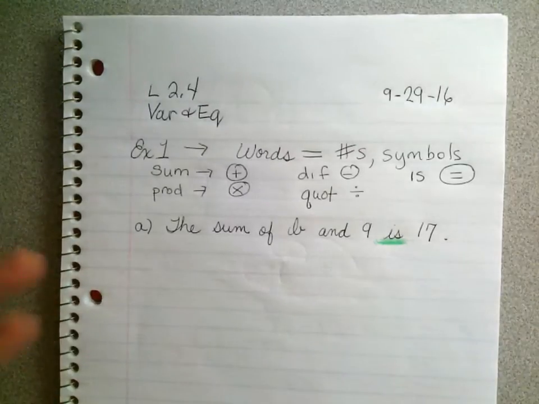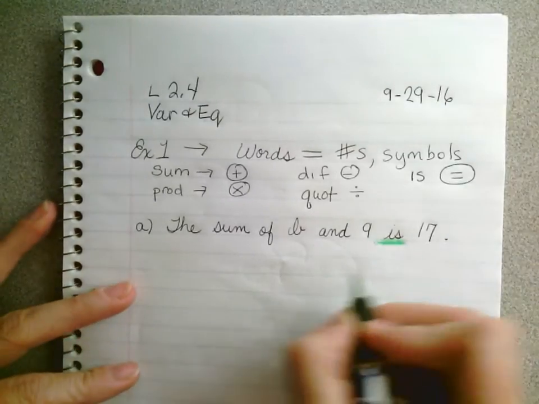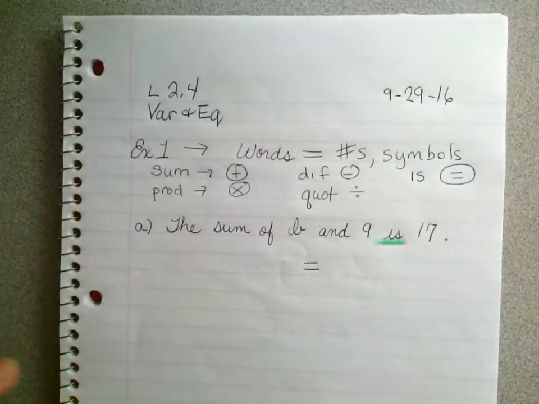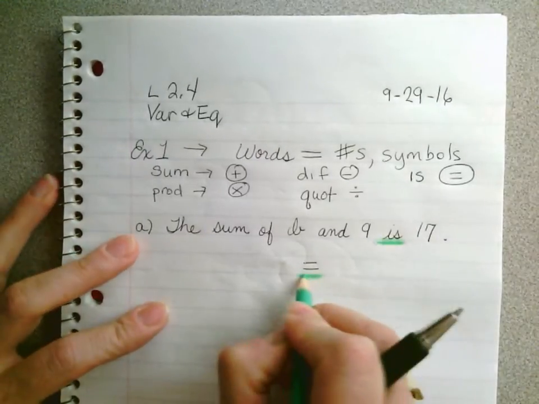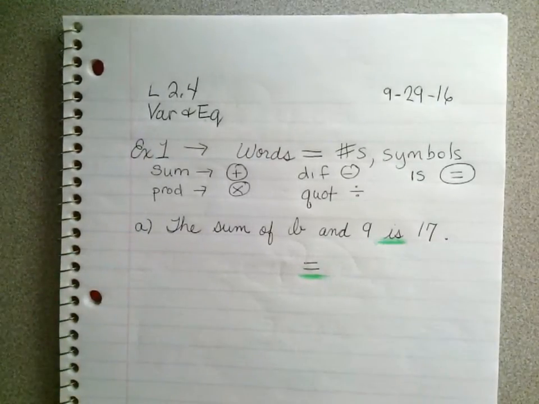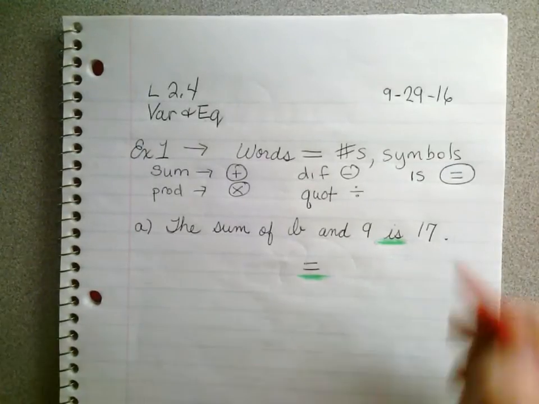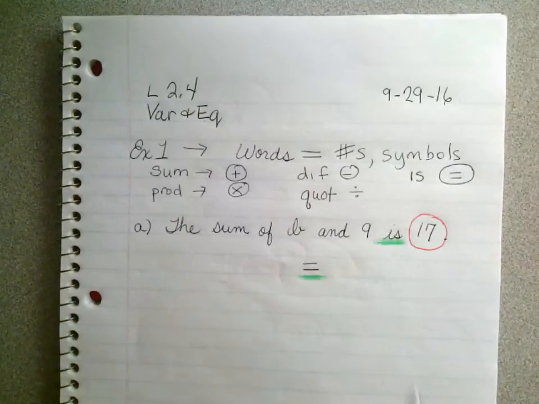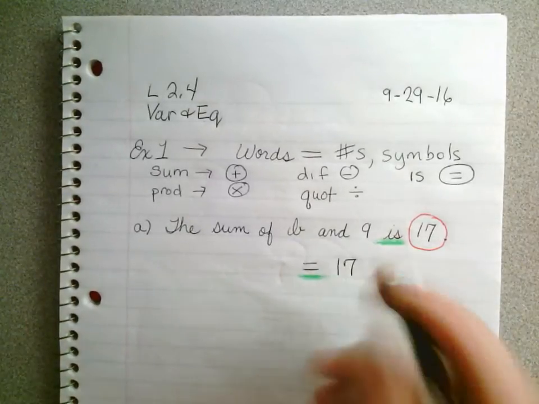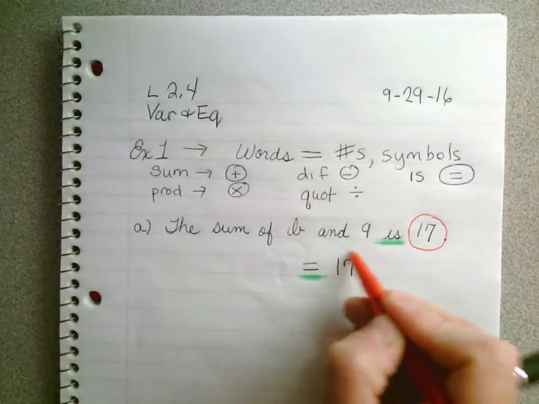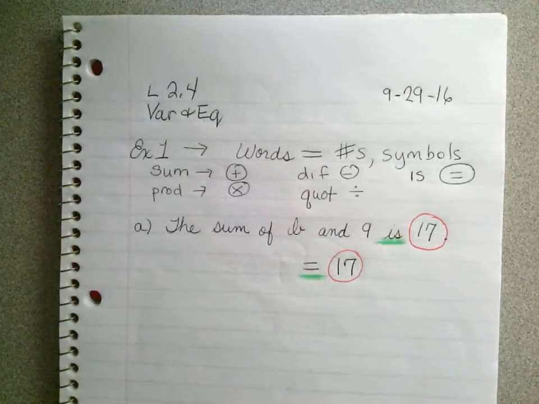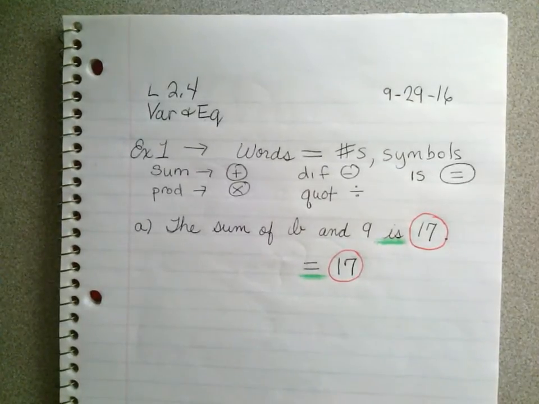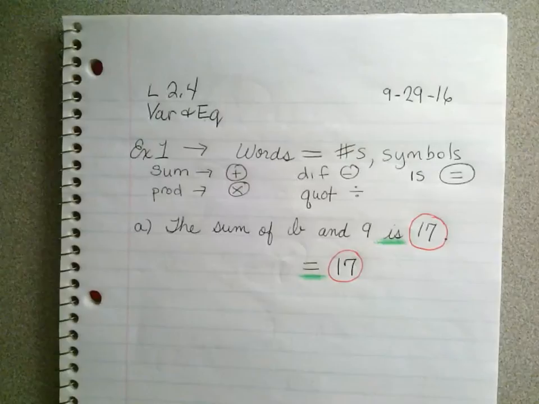It's pretty clear that here's your is. You see where is? There's is. And whatever falls to the right of is falls to the right of the equal sign. So is 17 equals 17. And I'm only circling and coloring for your benefit. Your homework does not have to look like that.